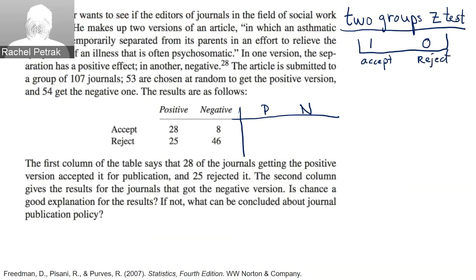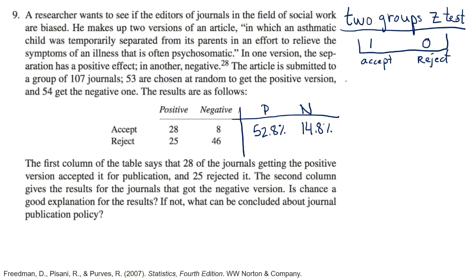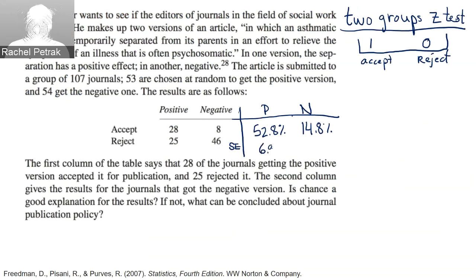The proportion accepted is 28 out of 53, the total. And it's going to be 52.8%. And the negative group we get in a similar fashion, it's 14.8%. I'll put the SEs over here too. This is such a helpful table. So our SEs are 6.9 and 4.8.